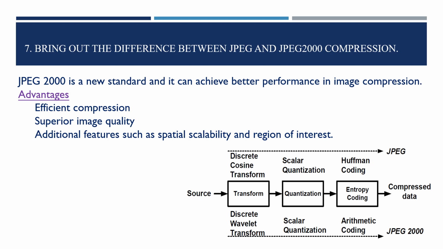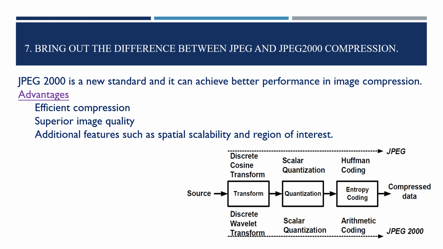Question number 7. Bring out the difference between JPEG and JPEG 2000 compression. So JPEG 2000 is one of the recent compression techniques, and the advantage is that it is more efficient compared to JPEG, yielding an image with a higher image quality.